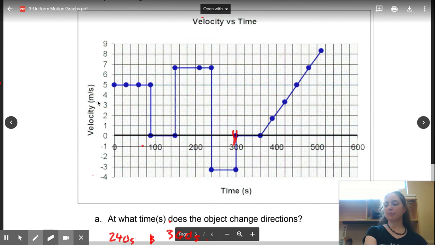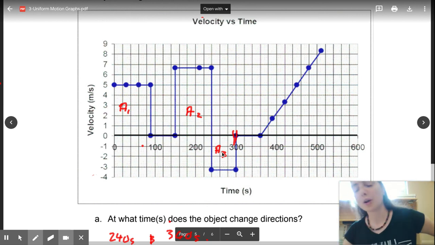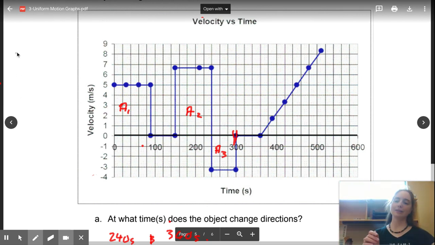So that means we are going to have 3 areas that we are going to need to be paying attention here. All right, well, our displacement is going to equal our area total, which is going to be the sum of area 1, area 2, and area 3.